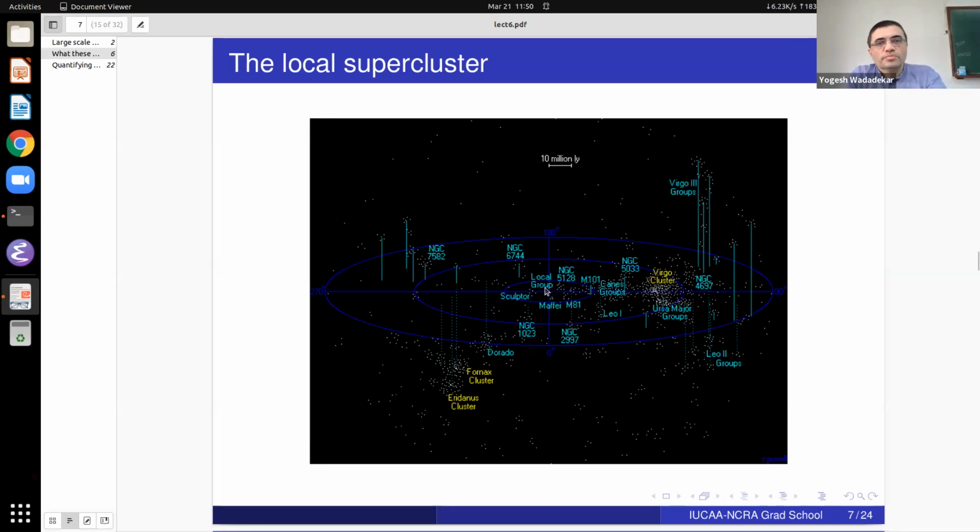So here's the local group now again at the center of this image. And on this side is the Virgo cluster, and then there is the Fornax cluster, the Eridanus cluster, and so on. In addition to that, there are other groups. So for example, there is the Ursa Major group, the Leo group, and so on. These objects are sufficiently close to each other that they can be considered as the local supercluster. Okay, all of them are part of the local supercluster.